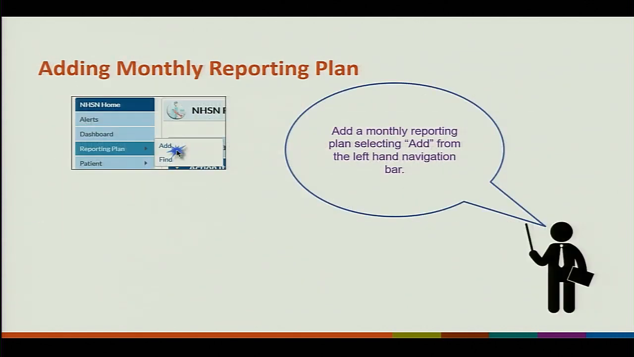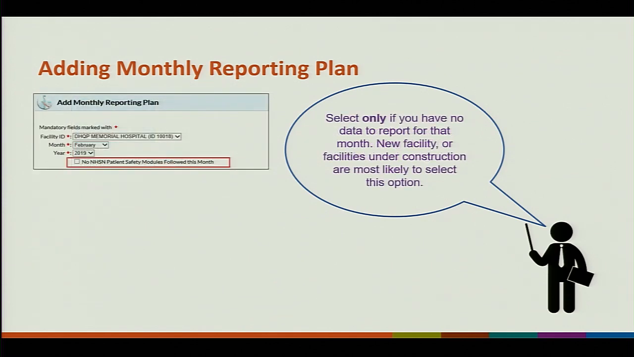Okay. To add our monthly reporting plan, again, we're going to go to that left-hand navigation bar in NHSN. You're going to get the options of add or find. If you want to add a reporting plan, you'll just select add. It's going to take you to this next screen. We're going to select a month and a year for the plan that you want to create.